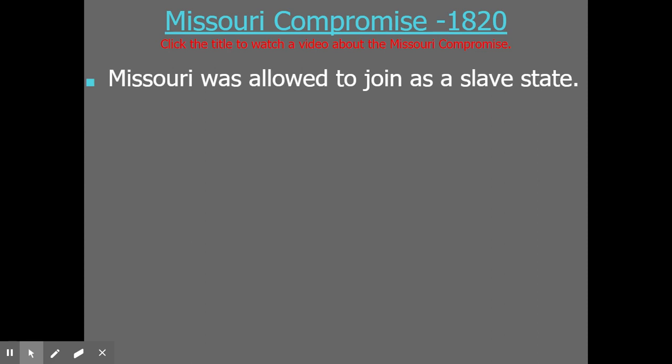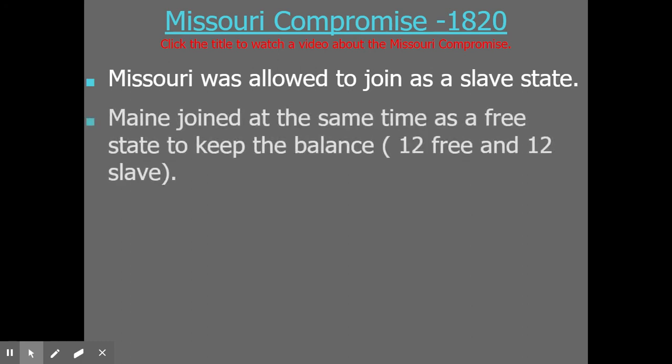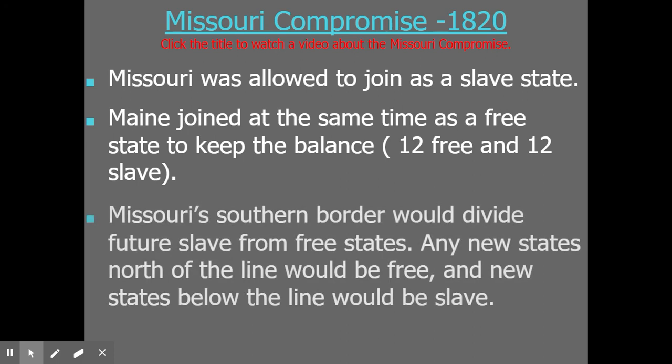So the Missouri Compromise comes around in 1820. And here's what they ended up doing. They decided that Missouri would be able to join as a slave state. And the only reason Missouri was able to do that was because Maine was also going to request to join the Union at the same time. I know that seems weird because it seems like Maine had always been there. Maine had actually been part of New Hampshire up until this point, and it broke away from New Hampshire to form its own state. So we've got 12 free states and 12 slave states, and the balance is maintained.